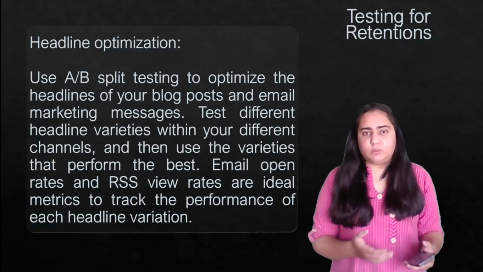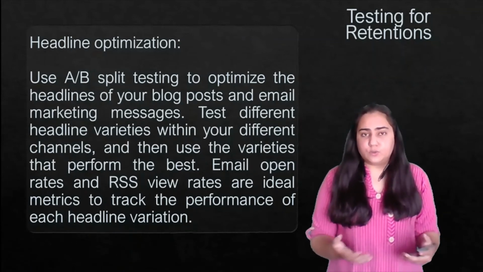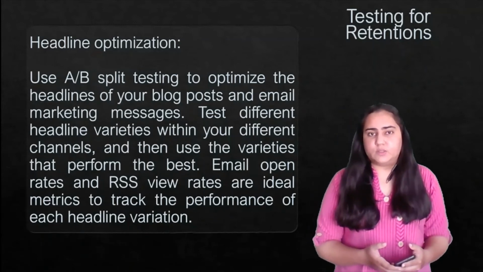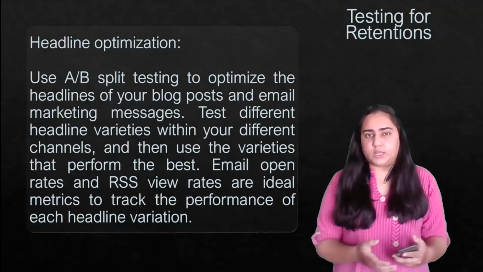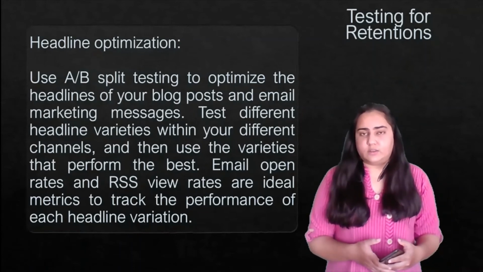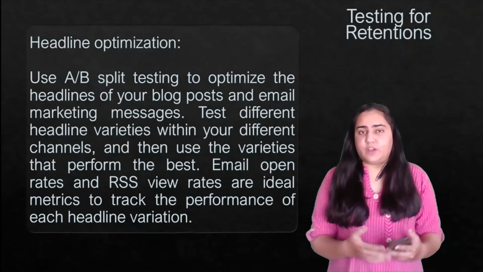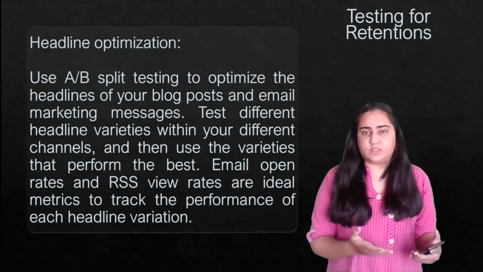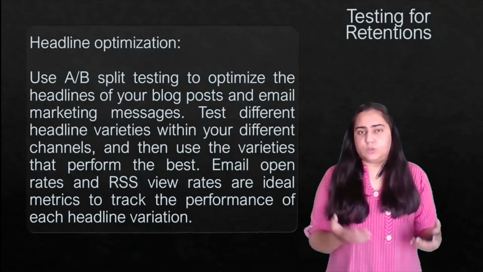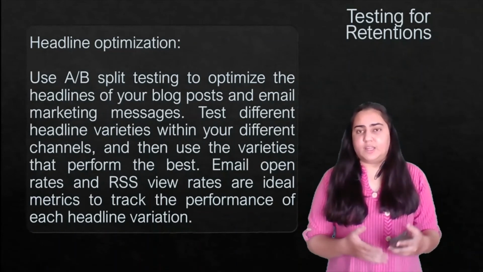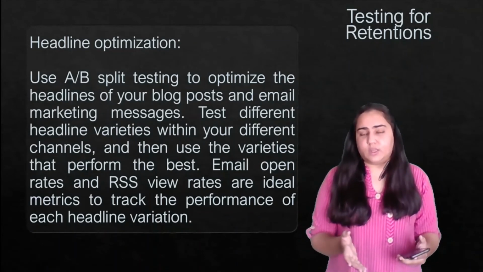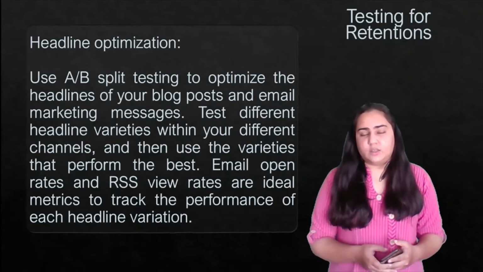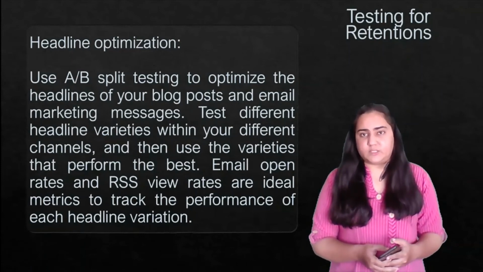So often there is an email open rate software that you can use to find out how many people are opening your emails. So instead of just putting one headline, you could bifurcate your users and pass several headlines and find out which headline is doing the best, which headline is the one that is opened the most. That way you know this headline works best, and that's the headline that you will use for future purposes. So it's a very effective and simple way of testing headlines and performing headline optimization.